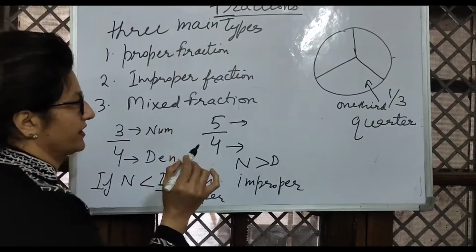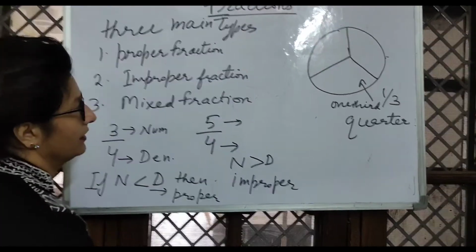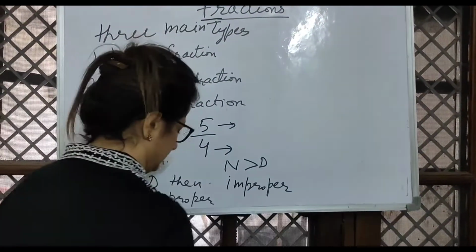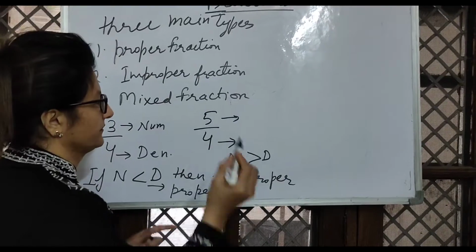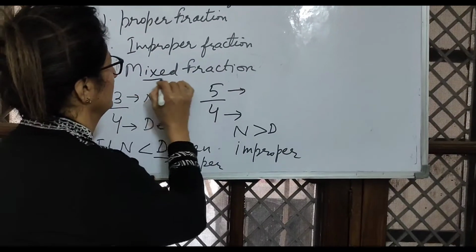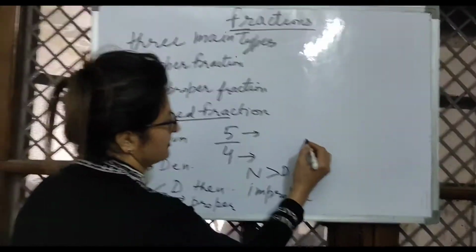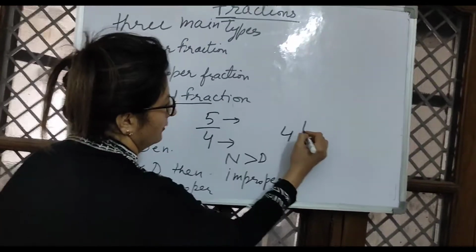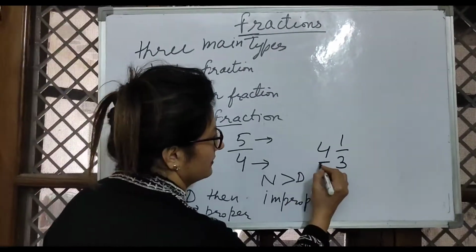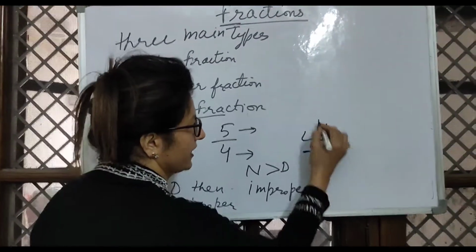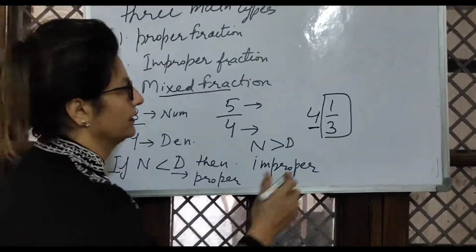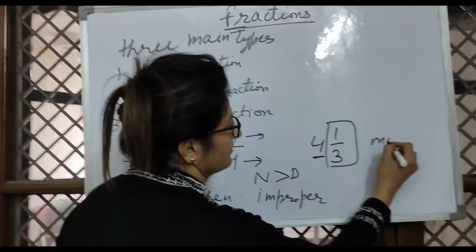And next is mixed fraction. What is mixed fraction? Just wait. If we write a fraction in this way, 4 1 upon 3, this part is whole and this is fraction. This is the mixture of whole and fraction part. Then it is called the mixed fraction.